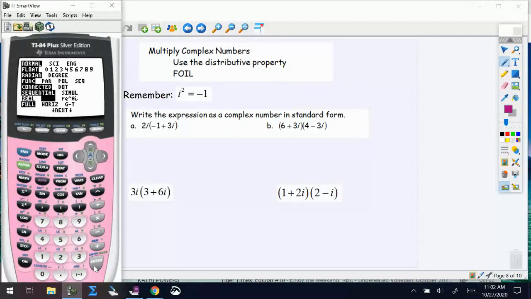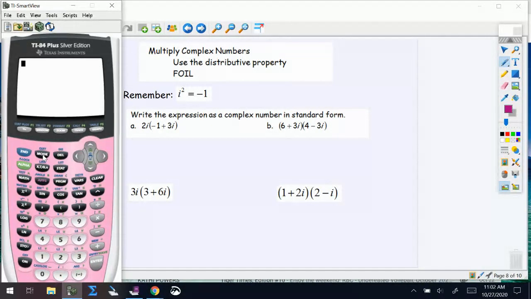What that will do is ensure that your calculator will work with imaginary numbers, whether you type them in or whether they're answers that you get on your calculator. And you can actually leave it in this mode the entire course. It does not hurt anything by keeping it in this mode. So then we're going to quit out of this.